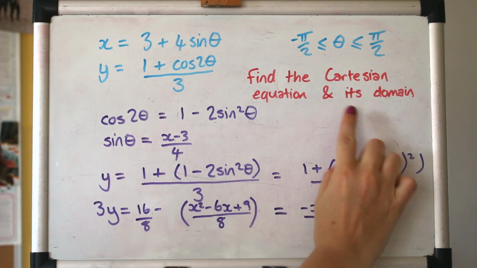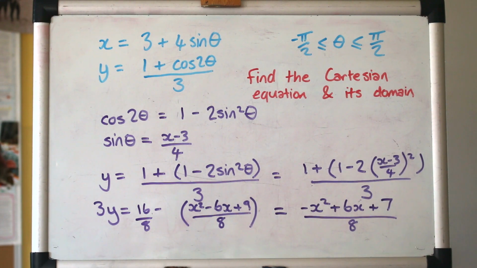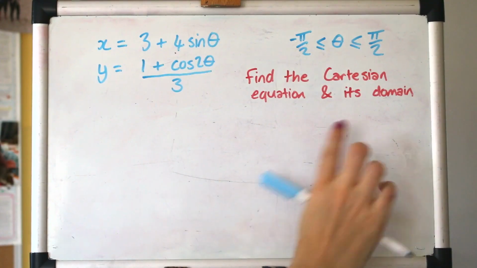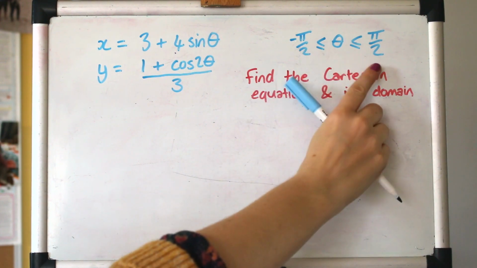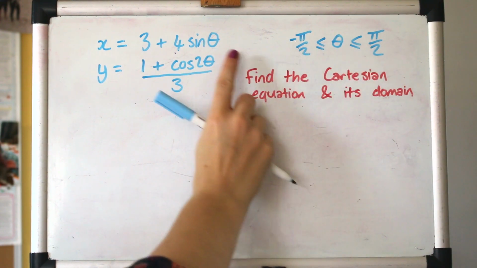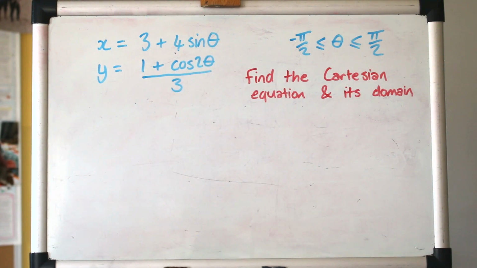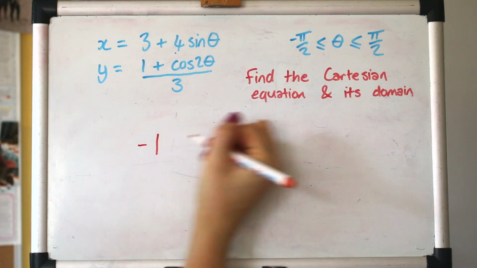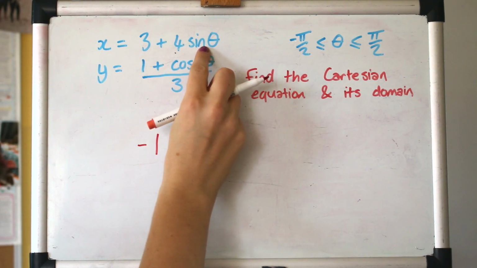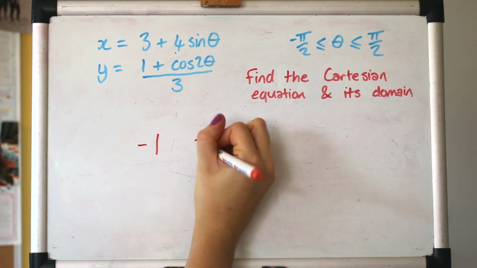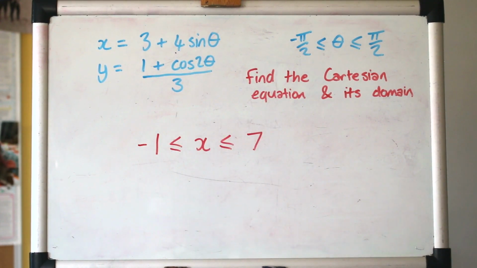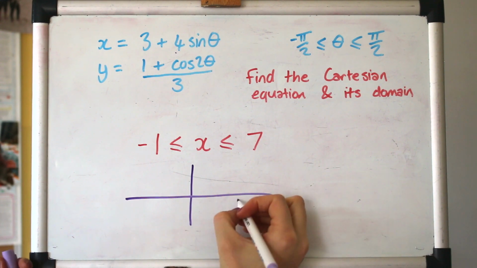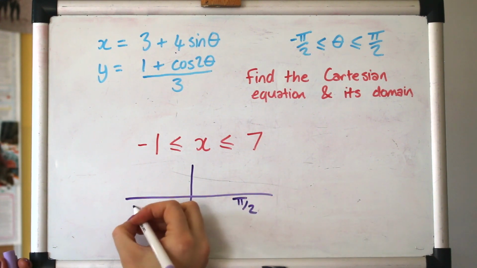I've also put to find the domain as well, just to have a look at domain and range quickly. So the domain is just the x values, and we know that theta takes on these values here, maximum and minimum. So if we just put them into that equation, we'll get the x values. So putting them into the calculator, I get that the minimum is -1 and the maximum, putting pi over 2 into here, is 7. And that makes sense if you wanted to sketch yourself a graph of the x with the theta values, going from pi over 2 to minus pi over 2.